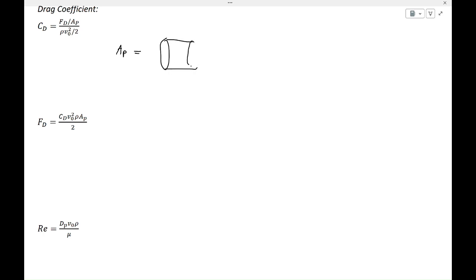projected area of that sphere in the direction of the bulk fluid flow, but it would be the same projection in any direction, because it's a sphere. And that would be equal to pi dp, which is the normal diameter, squared over 4. So it's the force times the projected area over the density rho and the free stream or bulk velocity v naught squared, and then all that over 2. So we can also isolate the force from this, and we get this equation here.